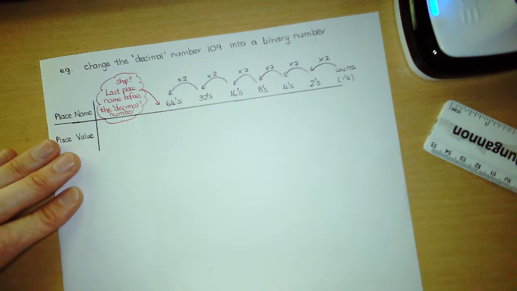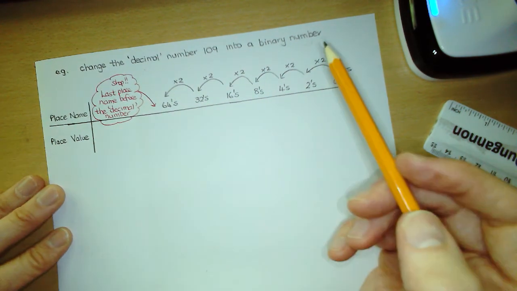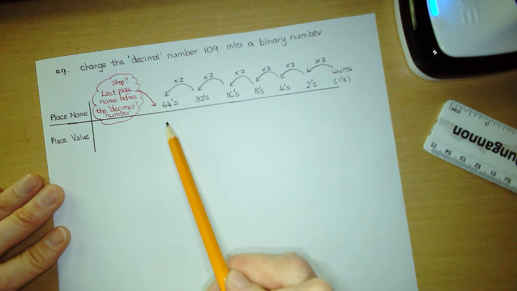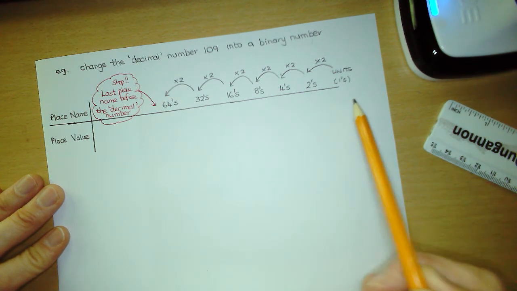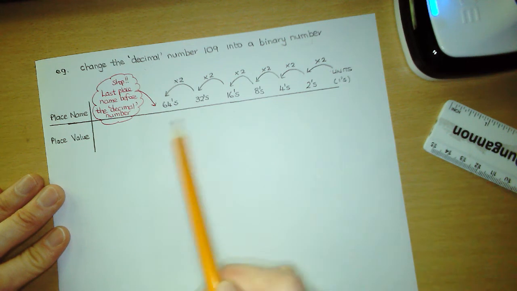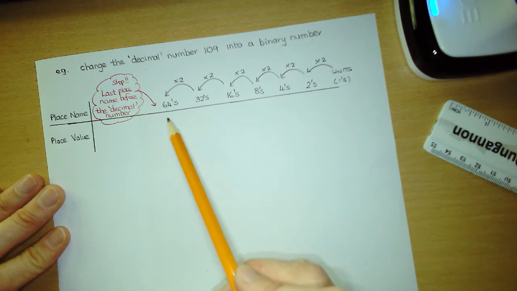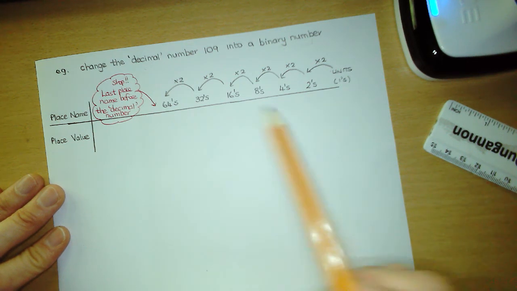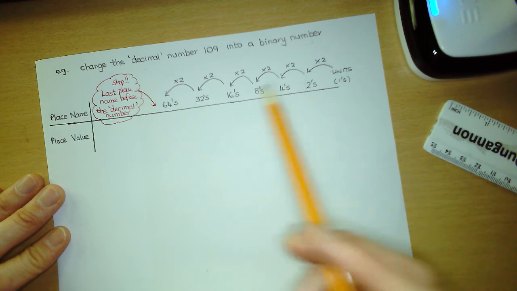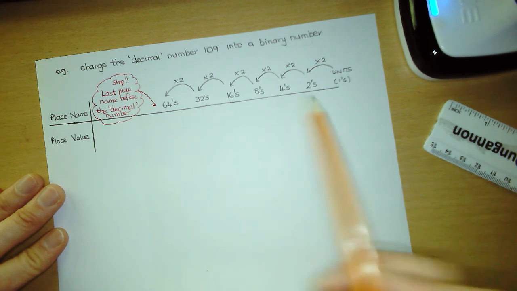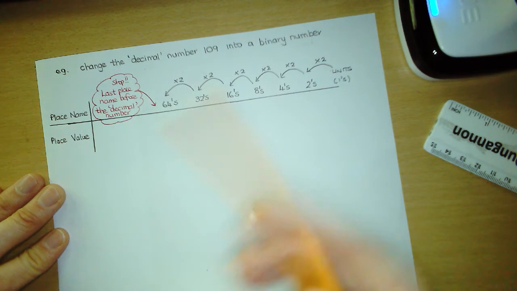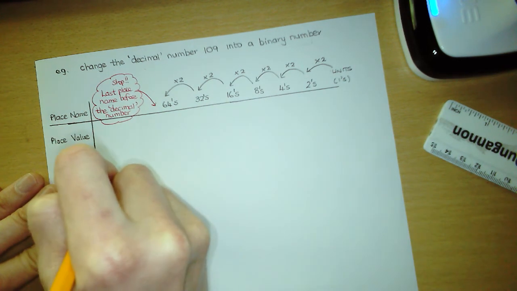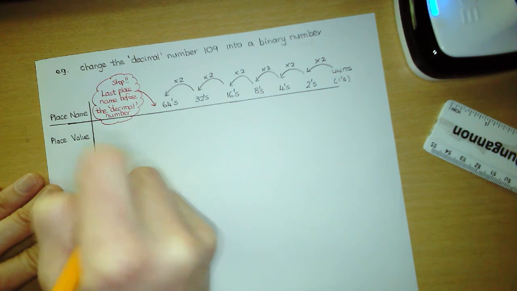Now, what we do then is we have to decide whether we're putting a 1 or a 0 in the place value row, because remember, our answer is going to be a binary number. So each digit of the place value can only be a 1 or a 0. So in order to determine whether we put a 1 or a 0 in each place value here, we start with a decimal number. So we write the decimal number 109 down.